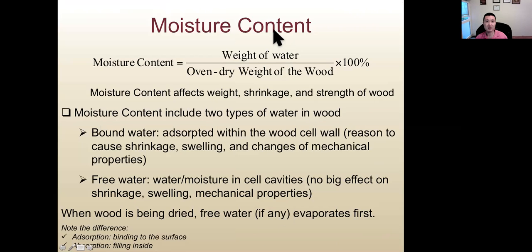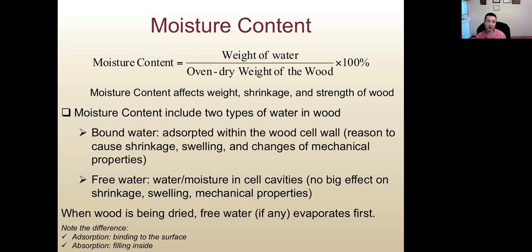We also have moisture content for wood. Remember, for concrete, we have moisture content for sand and coarse aggregate, and we can calculate absorption capacity, the total moisture, and also moisture content for aggregate.